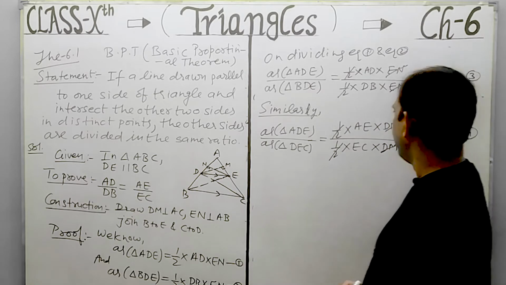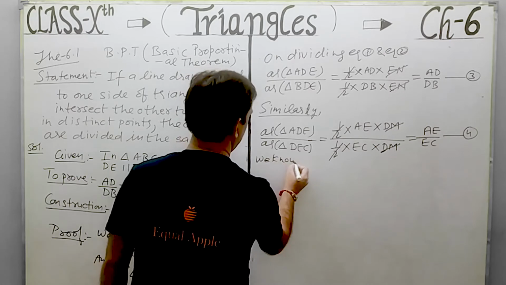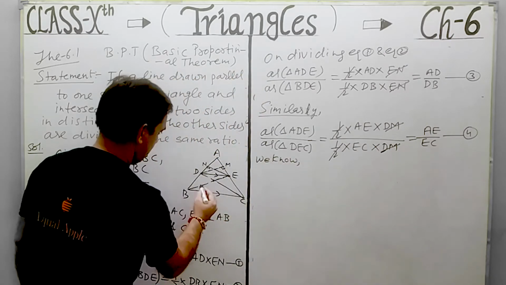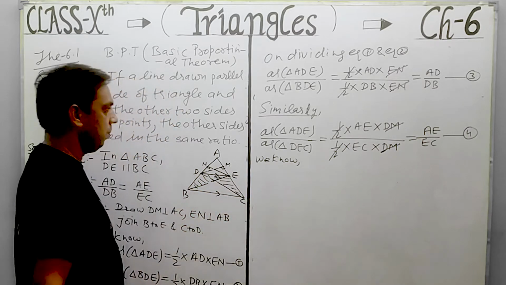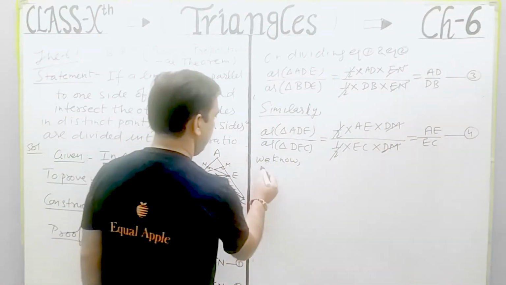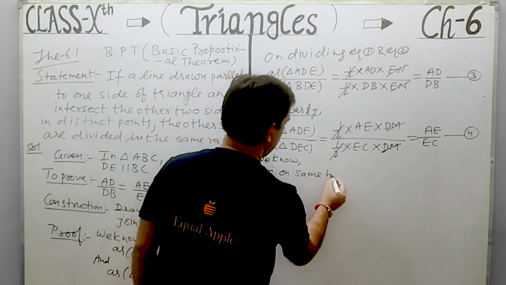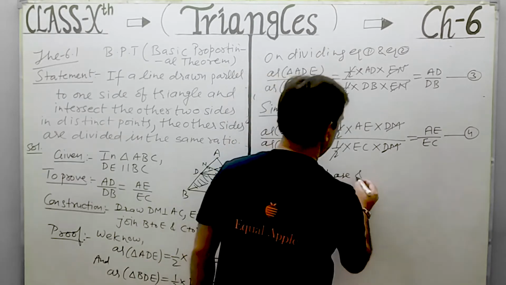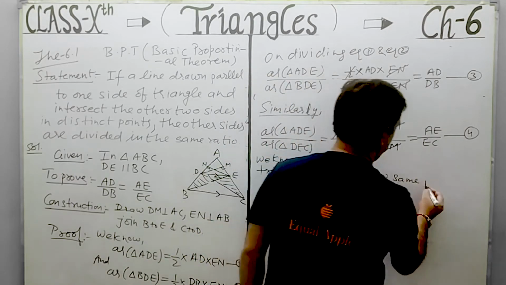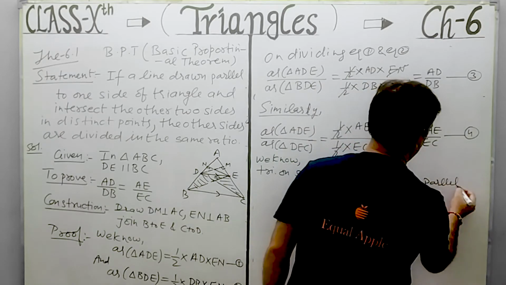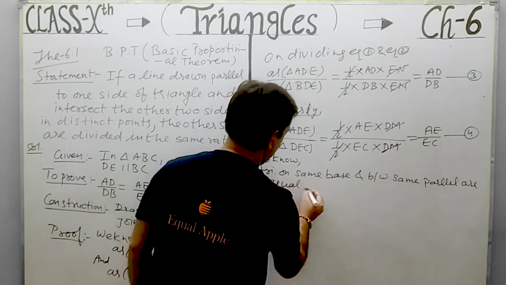This is equation 4. Now we know, we have done that in 9th class, that triangles on the same base and between the same parallels are equal in area.